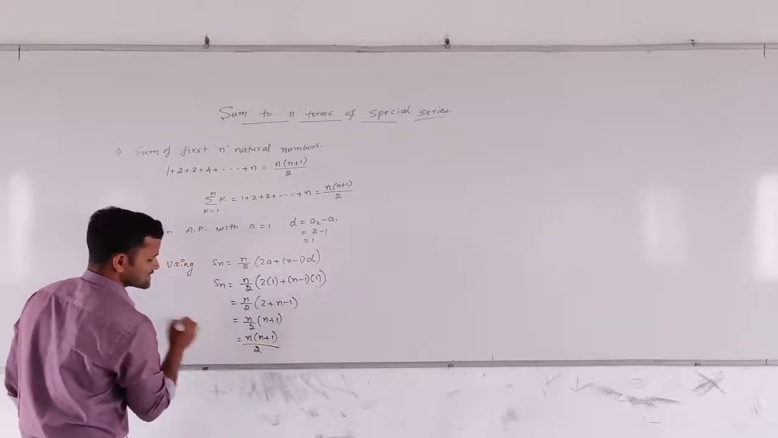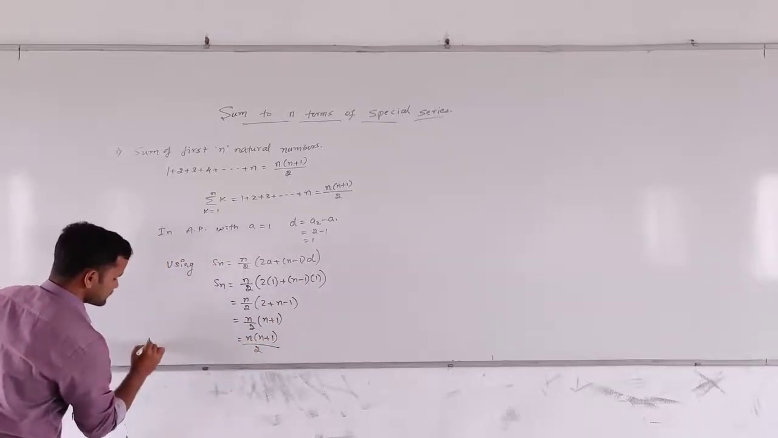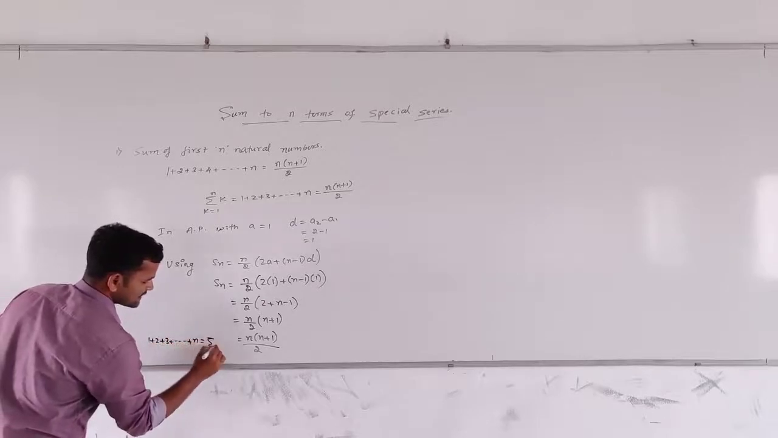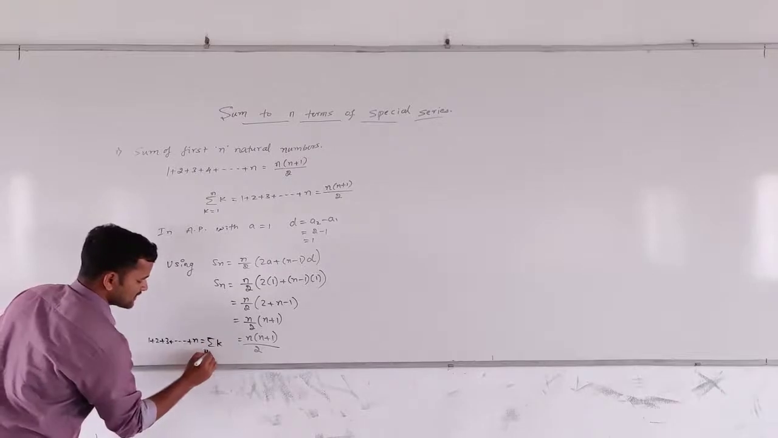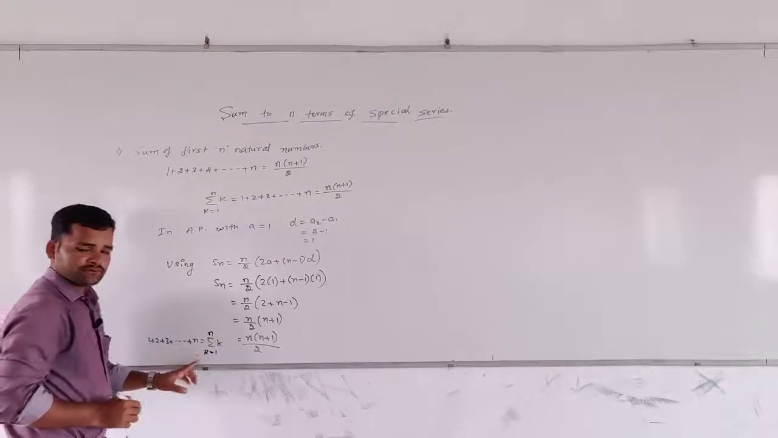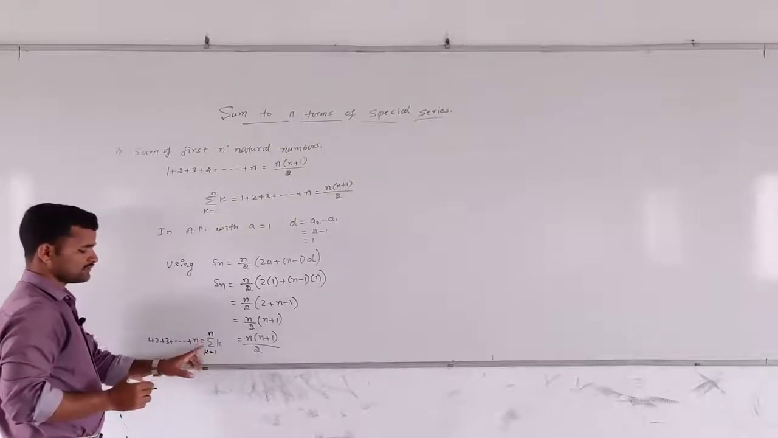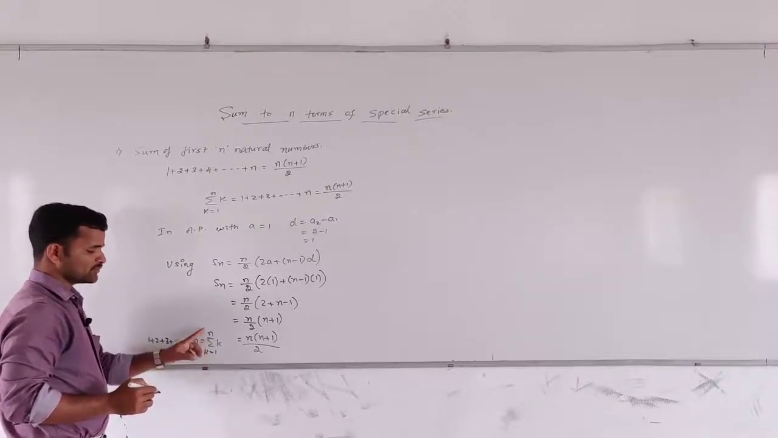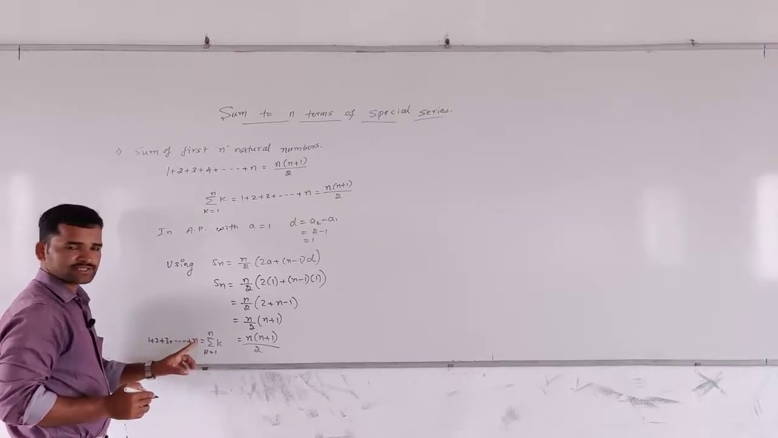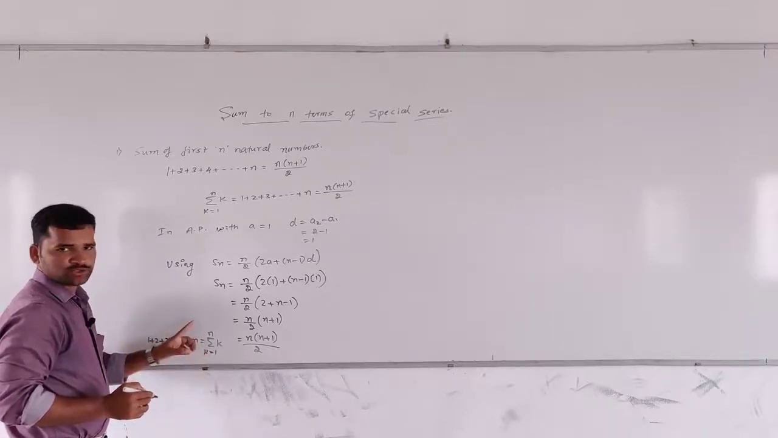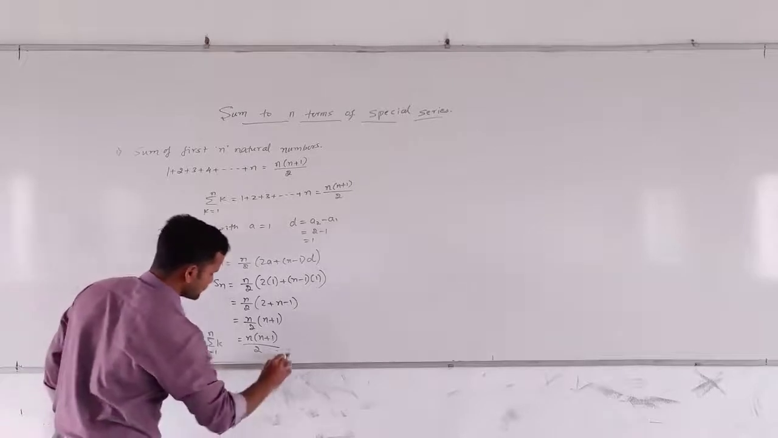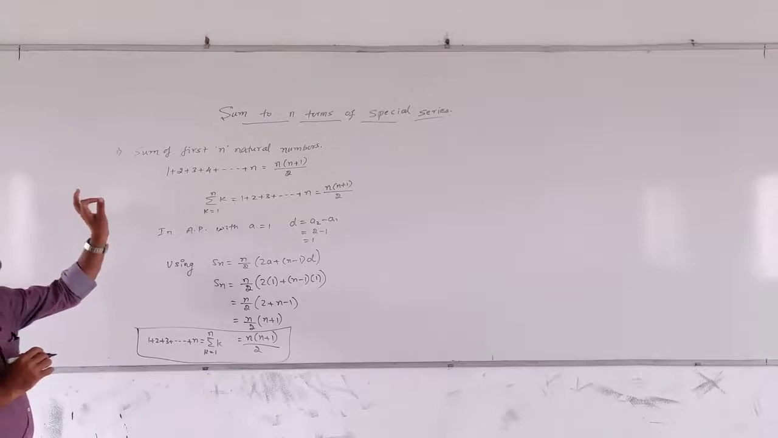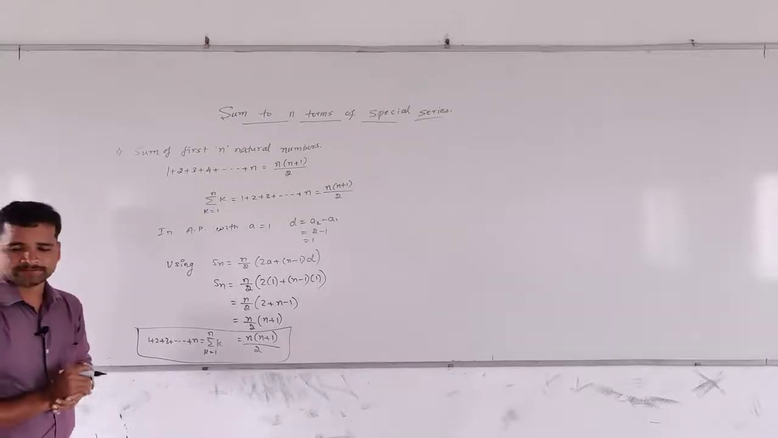What is this? Sn means sum of first n natural numbers. That can also be written as summation of k where k varies from 1 to n. Even if it is not written that k varies from 1 to n, by default it is understood that it is varying from 1 to n only. This is the formula we will be using, that is the sum of first n natural numbers.